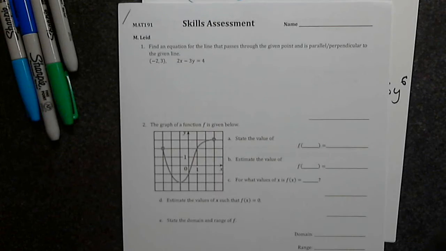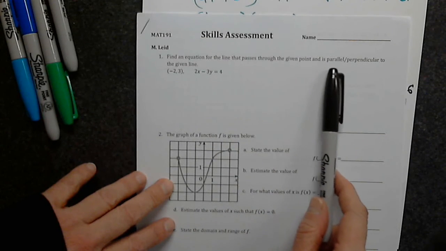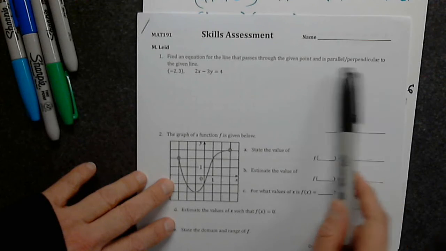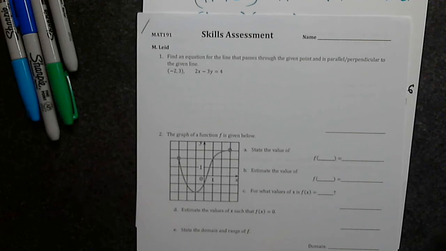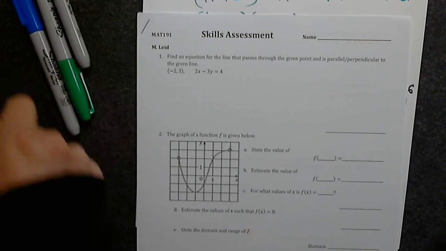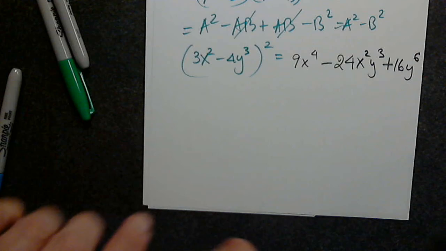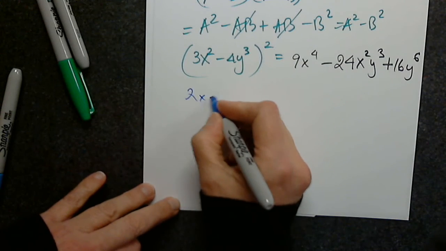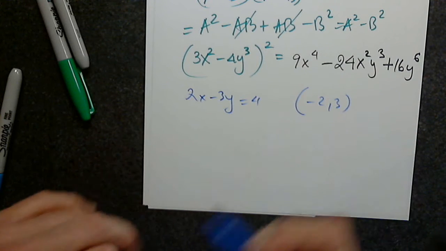Good. So I'm ready. Let's read the first problem. Find an equation for the line that passes through the given point and is parallel or perpendicular, I mean both, we have to do both, to the given line. Is it a yes or is it a no? Yeah, let's go through it. Okay, perfect. So we start with 2x minus 3y equals 4 and the point negative 2 comma 3.